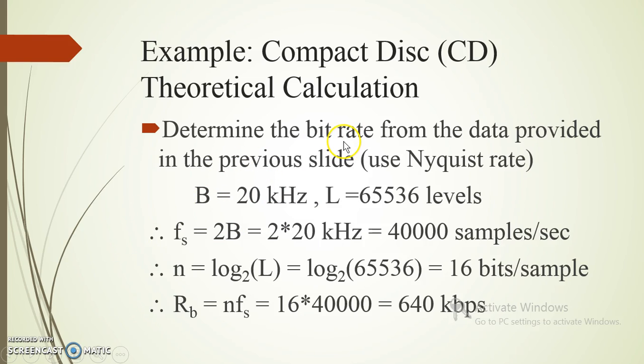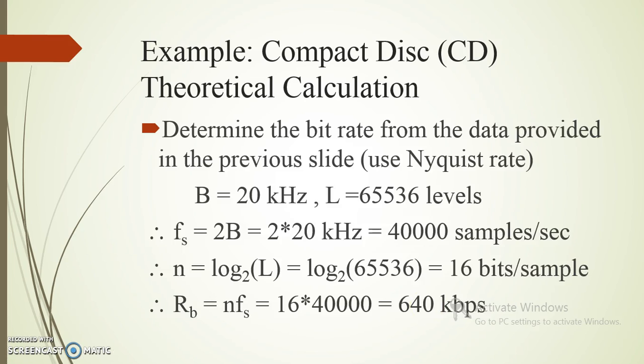Our aim is to determine the bit rate from the data provided in the previous slide. That is B equal to 20 kilohertz and L equal to 65,536. From this B, we go for the Nyquist rate, where we know that the sampling frequency should be equal to 2B, so that's 40 kilo samples per second. From L, we can calculate the number of bits, which turns out to be 16 bits per sample. Hence your total bit rate for the compact disc is 640 kbps from the theoretical calculation, if I take the Nyquist rate.